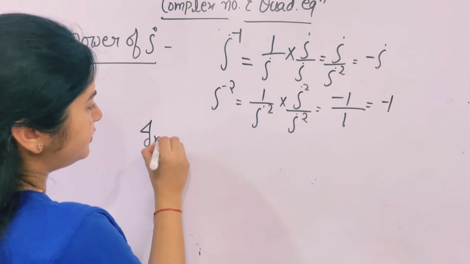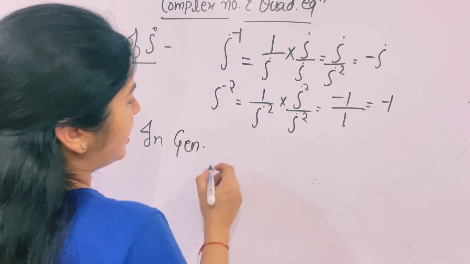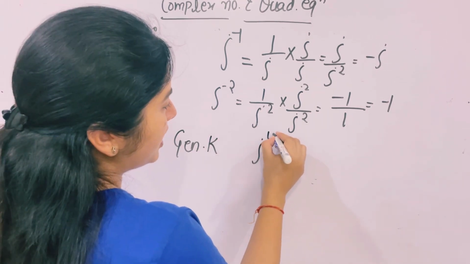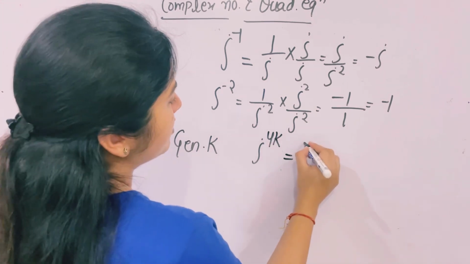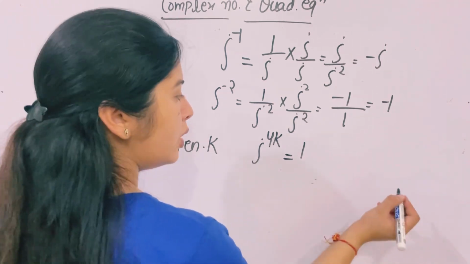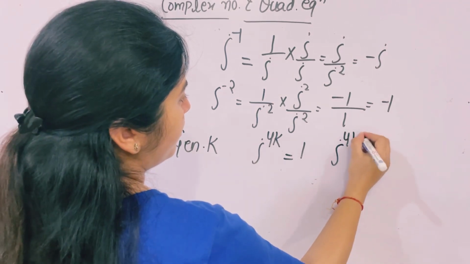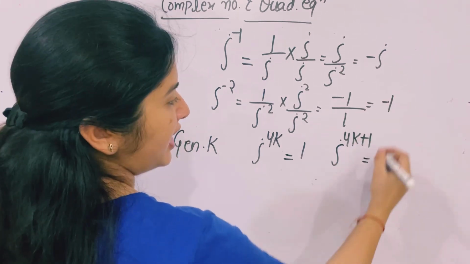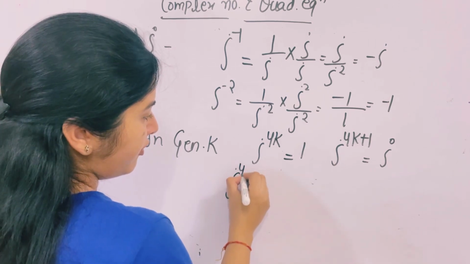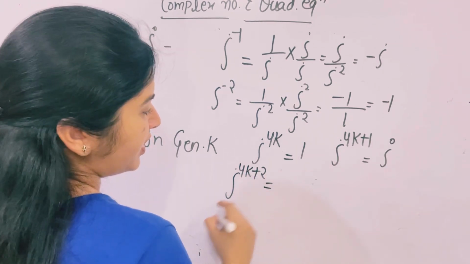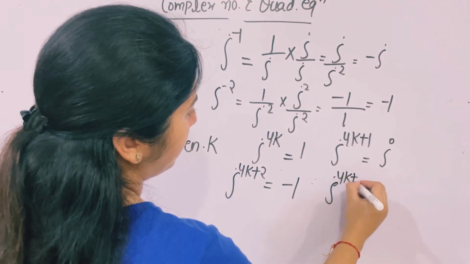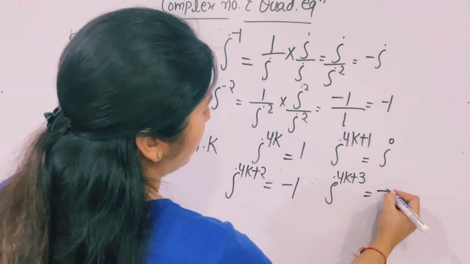So in general, if we take the general power k, whenever we get iota raised to power 4k, it becomes 1. Means if the power of iota is any multiple of 4, you will get the answer 1. If iota 4k plus 1, it becomes iota. Iota 4k plus 2 becomes minus 1. Iota 4k plus 3 becomes minus iota.